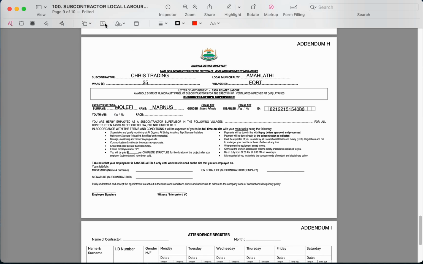And then the race or ethnicity we've put here. Marnas Mulifi, he's black.